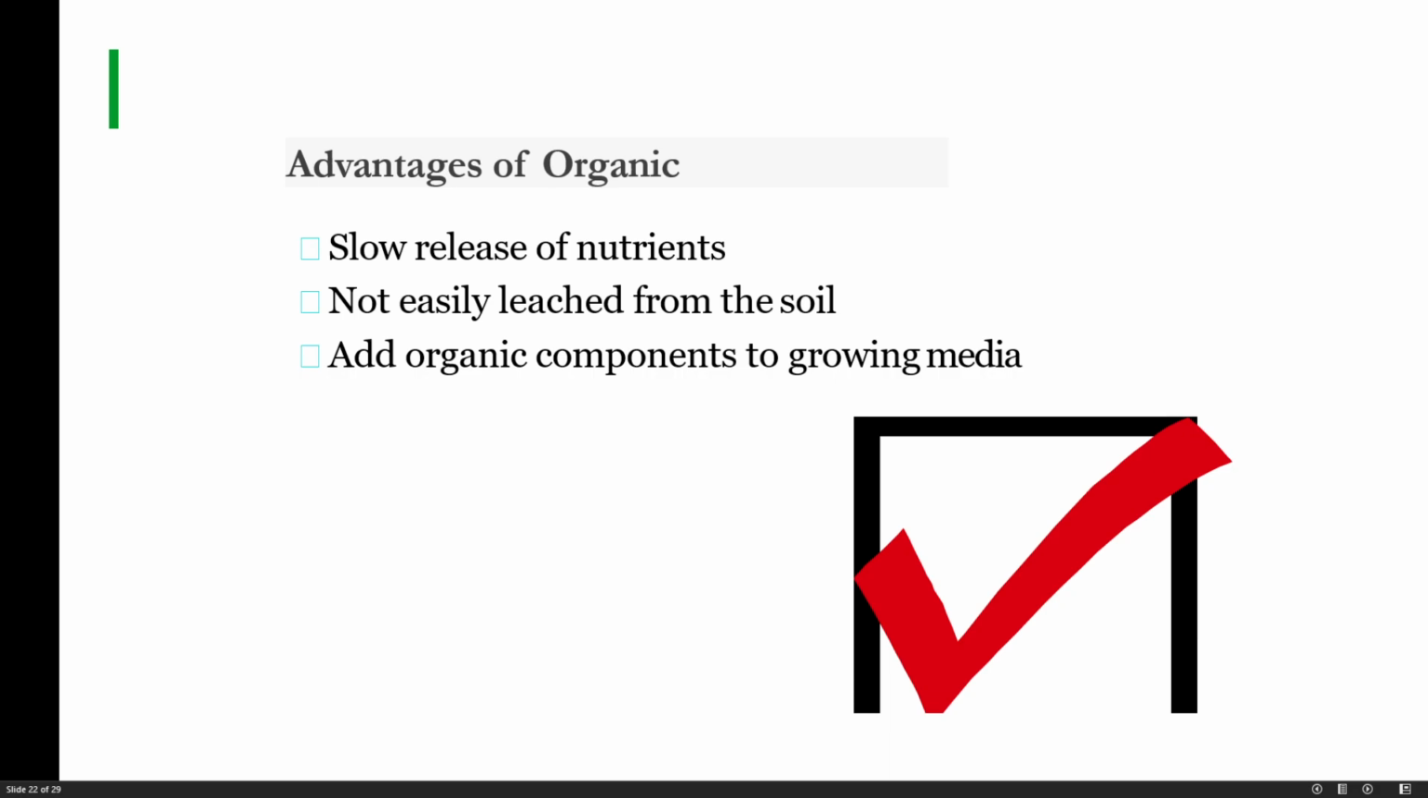Advantages of organic. So, there are some advantages that you can receive in using organic fertilizers. The first one is that it's a low release of nutrients, not easily leached from the soil, and adds organic components to growing media. Mas healthy kung tutuusin ang organic fertilizers.